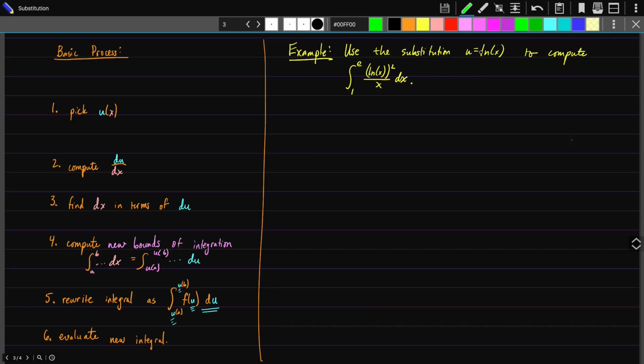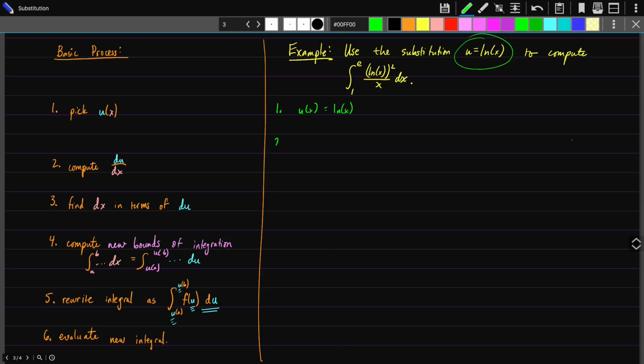Okay, so now I'd like to show you another example. In this example, the problem tells me which substitution I should be using. This isn't always going to be the case, obviously, but if the problem does tell you what substitution you should be using, it does make your life a little bit easier. So in this case, we can skip the first step. It's already done for us. u of x is equal to ln of x.